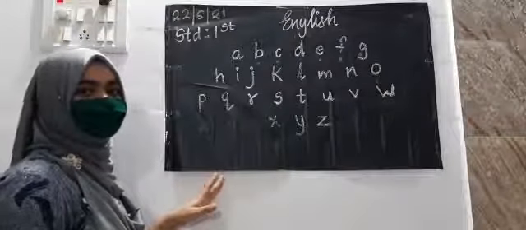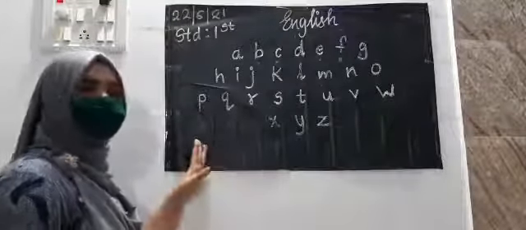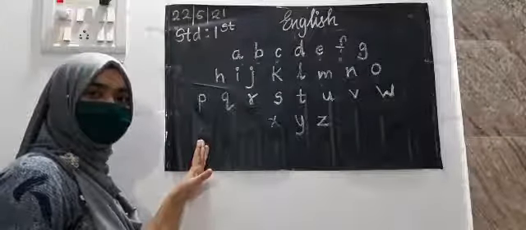Yes or no? Yes. Okay. Okay, so you write this in your notebook. Have you written capital alphabets? So you write the capital alphabets and small alphabets in your notebook. Okay.